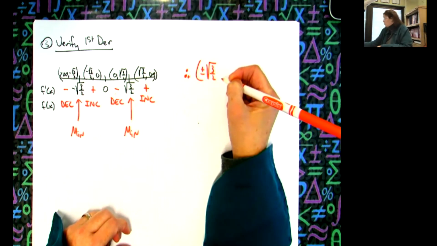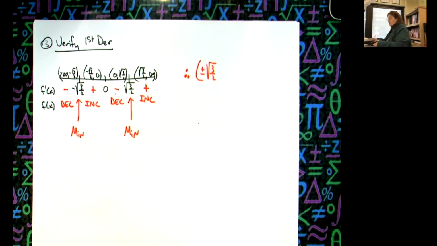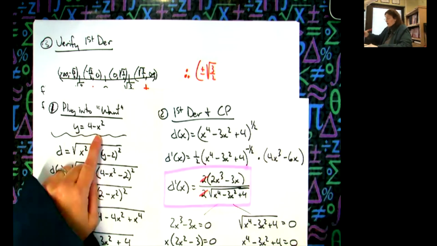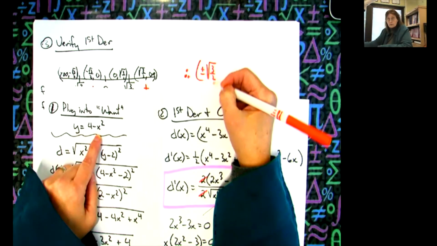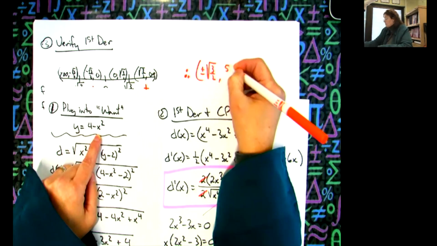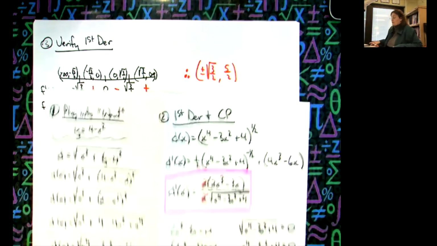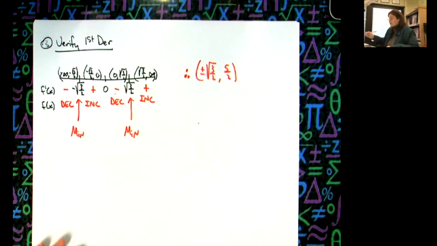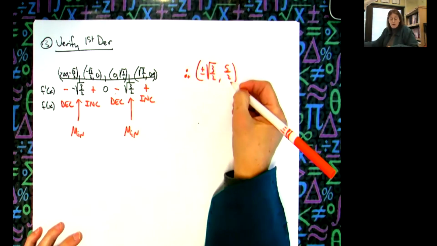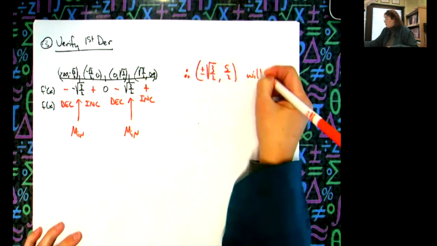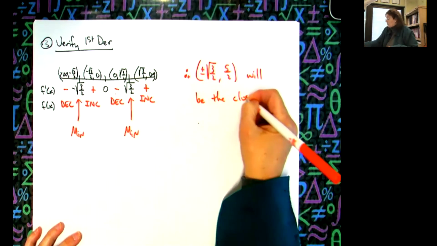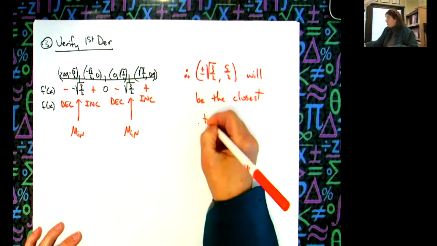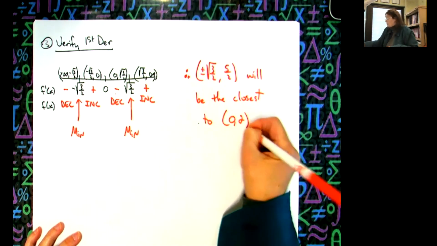And then we're going to have to plug that into the original function. Our original function is going to be 3 halves, 4 minus 3 halves, 5 halves. So the point plus or minus square root of 3 halves, 5 halves will be the closest to the point 0, 2.